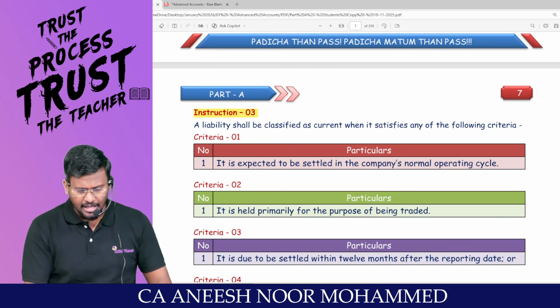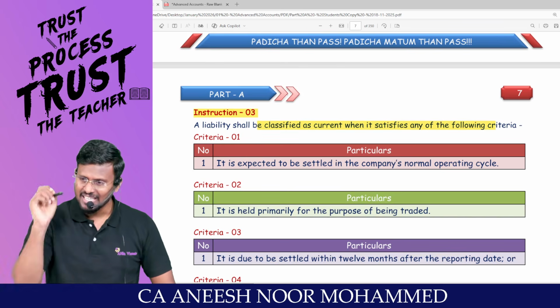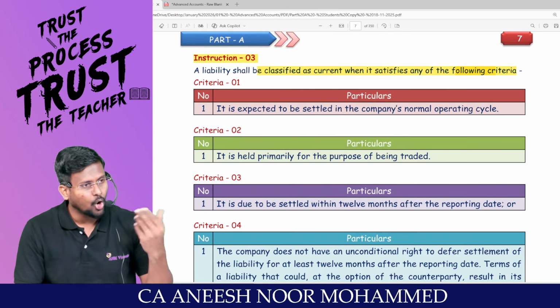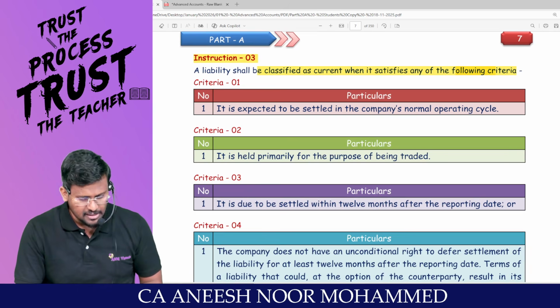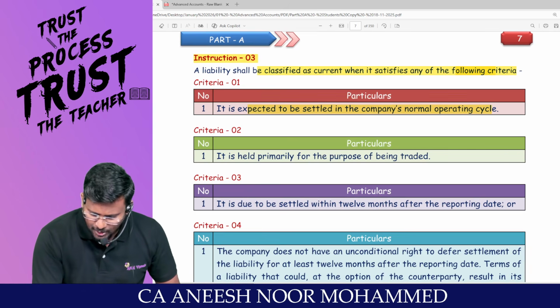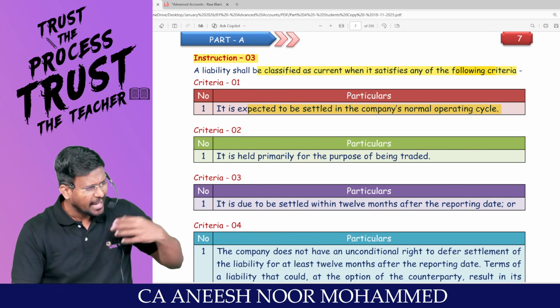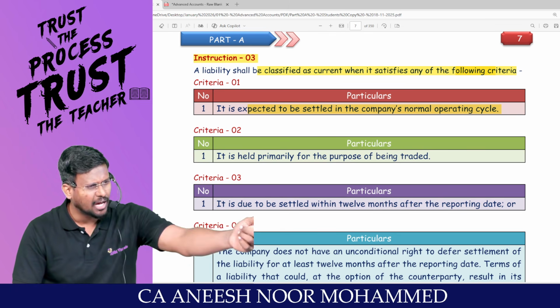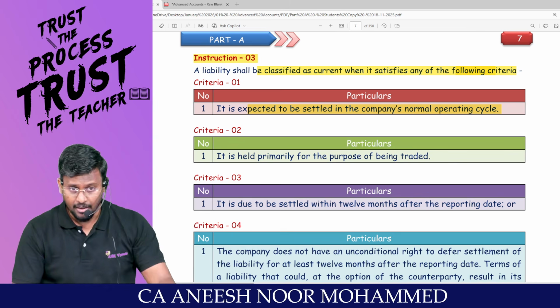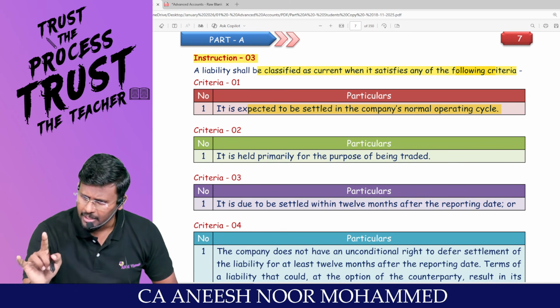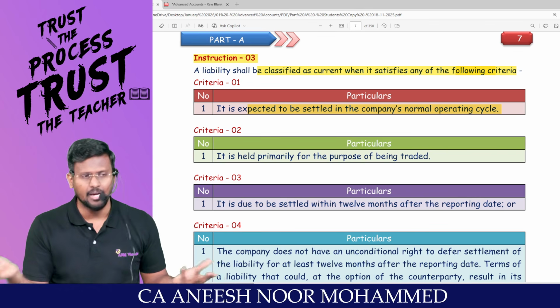A liability shall be classified as current when it satisfies any of the following criteria, which will be opposite of the what asset? Current asset. It is expected to be settled in company's normal operating cycle. I am liable to pay my creditor within next 3 months. Then that trade payable should not be non-current liability. Trade payable should be current liabilities.